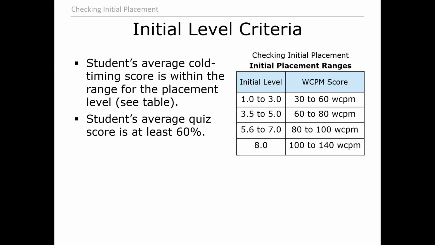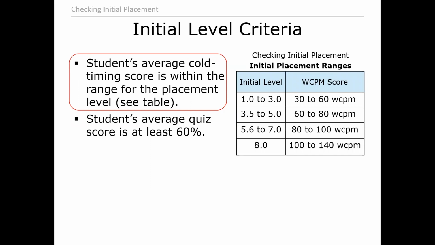Once you have that report pulled on your students, you are going to take the average cold timing score from that report, and you're going to plug it into this placement table. So you need 2 pieces of information to do that, right? If you look in this table, you have a left column that says initial level. So you need to know which level the student's working in, and you need to know what their average cold timing score was, so that you can take that level and that cold timing score and see if it fits. If it fits, they are in the right level from a fluency standpoint.